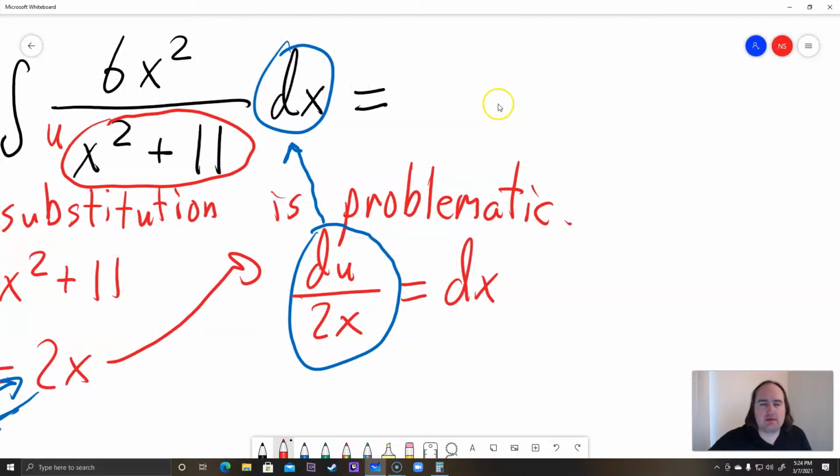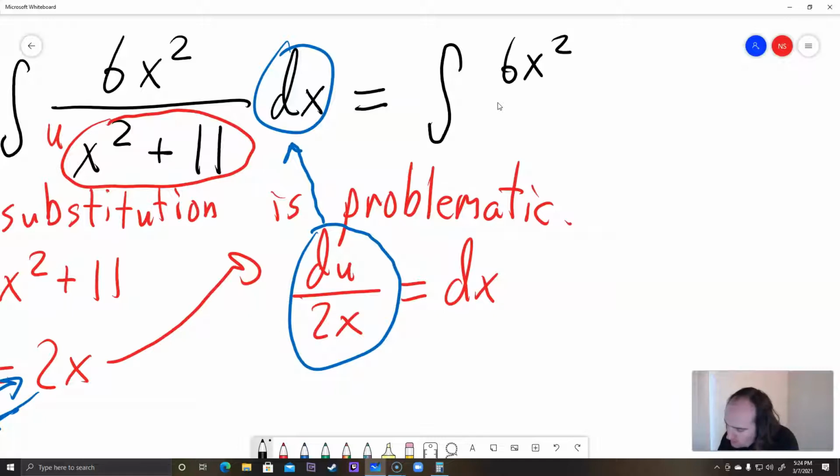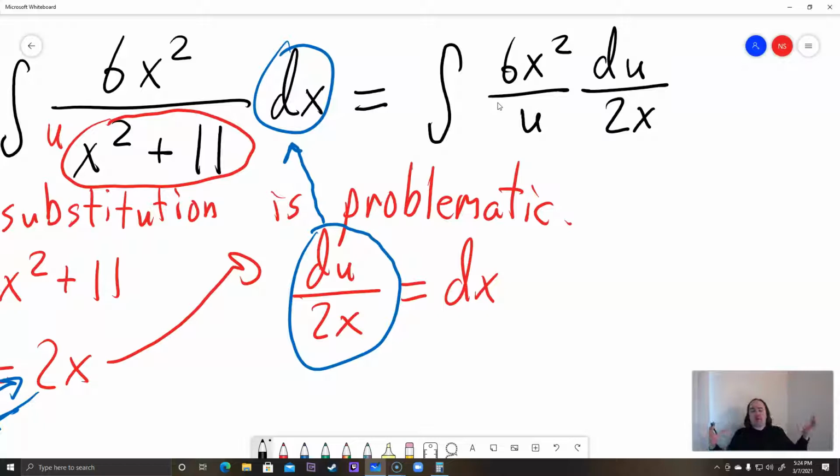So what we have is the integral of 6x squared over u times du over 2x. So the fun thing about my method is stuff does cancel out, but the sad thing is on a harder problem like this, not everything does cancel out. So what happens here is we divide these, the x squared and the x cancel out, and you're left with an x on the top. And of course you can bring 6 over 2, which is actually 3, and you can bring that out front, which is a constant.